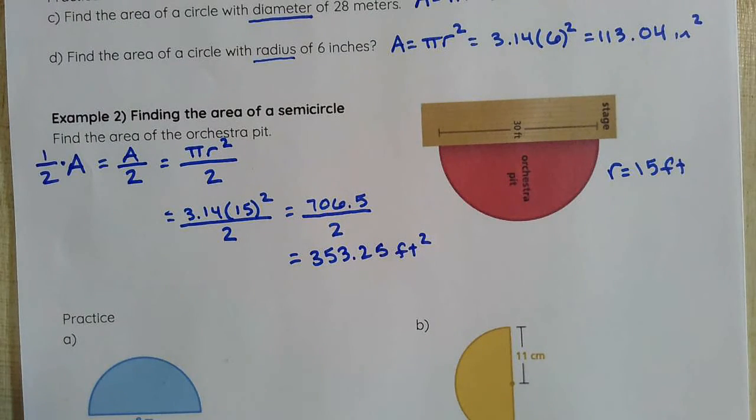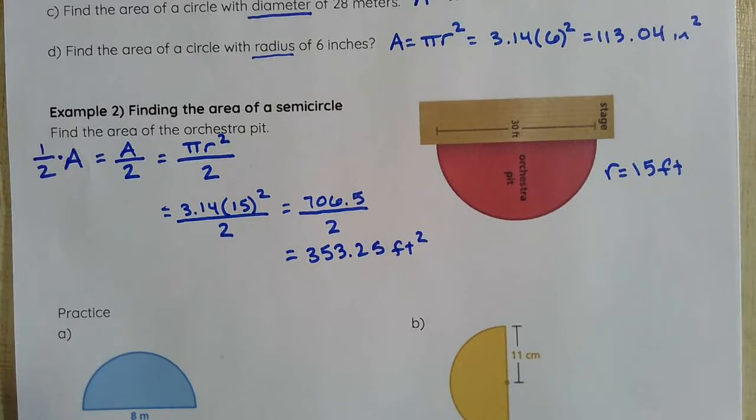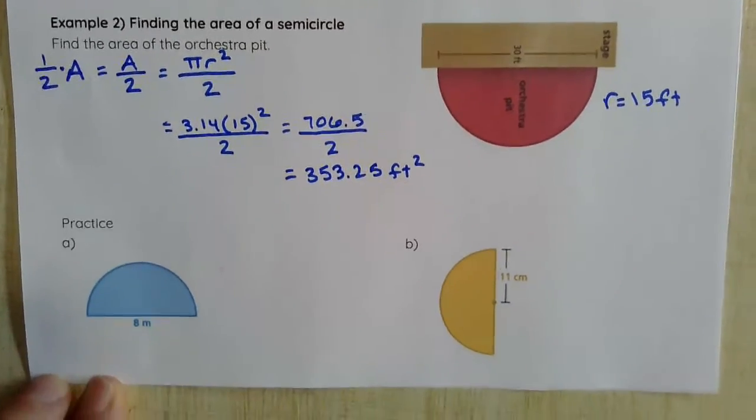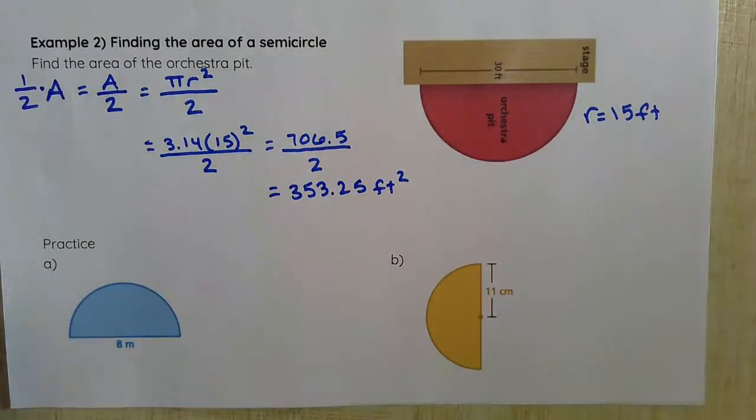So again, we're talking a semicircle, so we take the area formula and divide it in half. Why don't you go ahead and take a second to try A and B, and then we will resume with those answers.